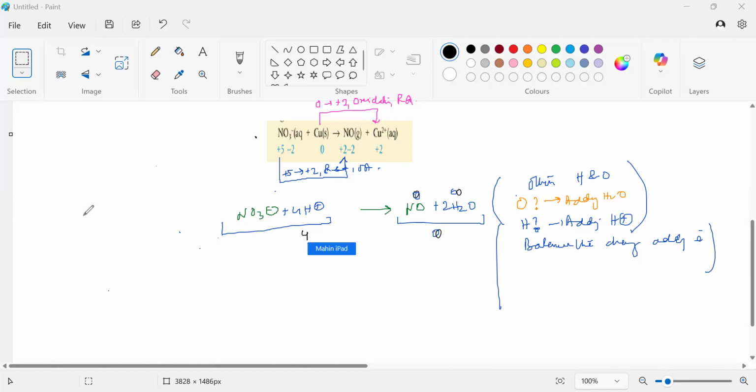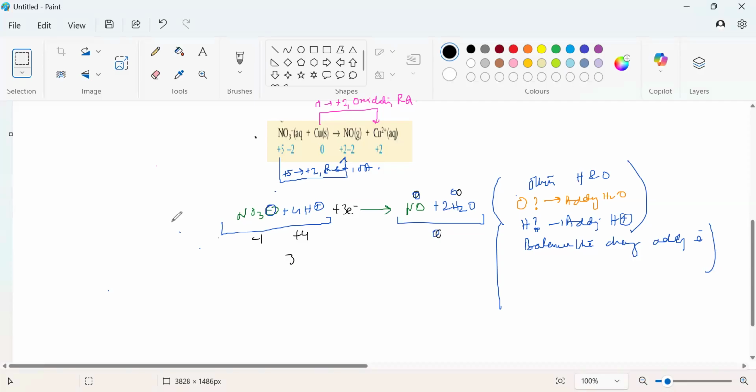On the right hand side, what's the charge? Plus 4 and minus 1. So it's coming plus 3. So plus three e minus. Yes. Fine. Is it clear? Are we doing right? Yes, perfectly. Everything is done.